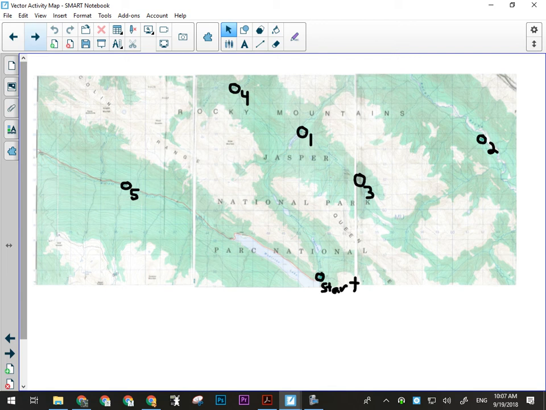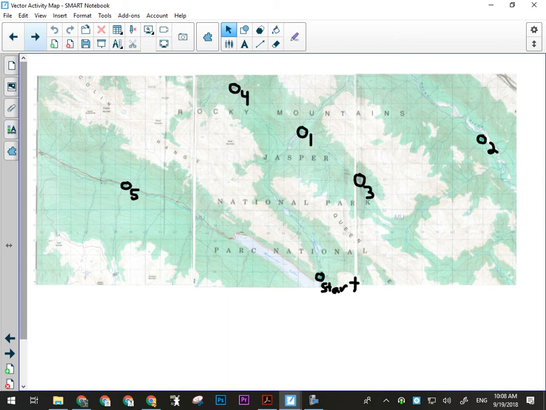And what we're going to do in this activity is plot our way from the start to each one of the points. So we'll go from start to 1, and then from 1 to 2, and 2 to 3, 3 to 4, and then we end here at 5. Now, you have to plot your way around in a realistic manner.